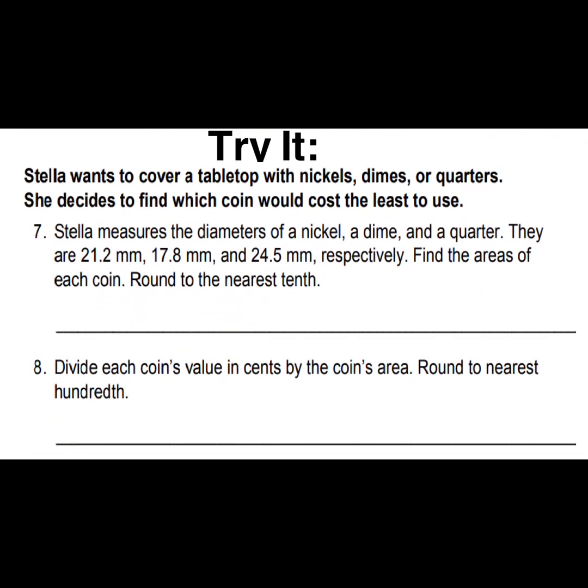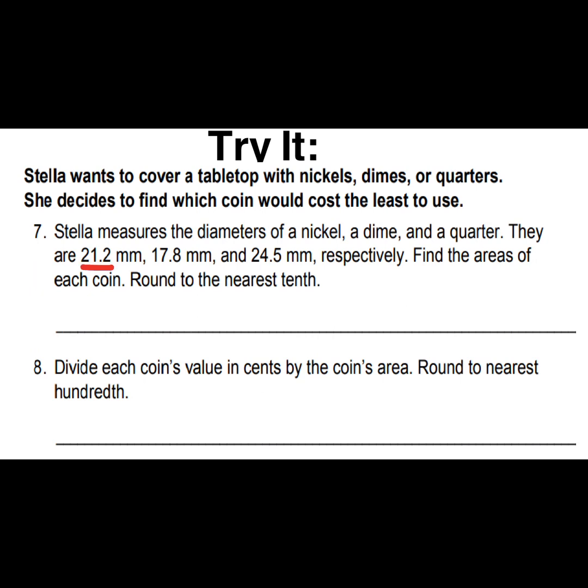Number 7. Stella measures the diameters of a nickel, a dime, and a quarter. They are 21.2 millimeters, 17.8, and 24.5 millimeters respectively. Find the areas of each coin. Round to the nearest tenth. So for this problem, we need to find the area of each coin. So the diameters are given. So we need to actually start with the radius of each coin.